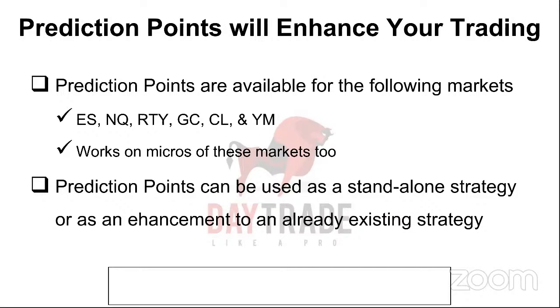I was thinking about it and I thought it's probably about 50-50. Half of them only use prediction points, and half of them had something they were already doing and enhanced it with prediction points. Yeah, I think that's about right, 50-50. I've never done a survey, but that's my guess.